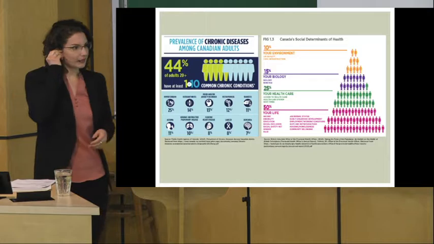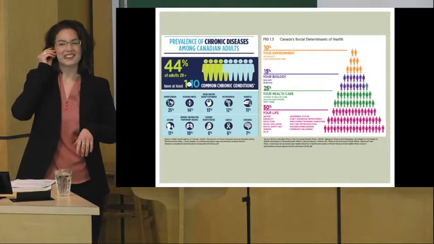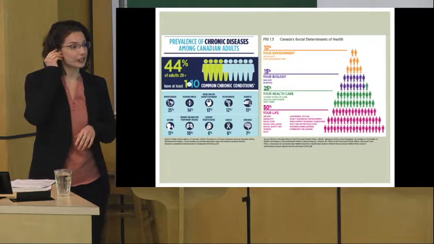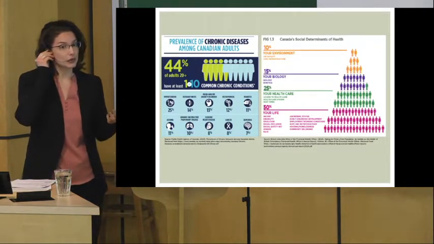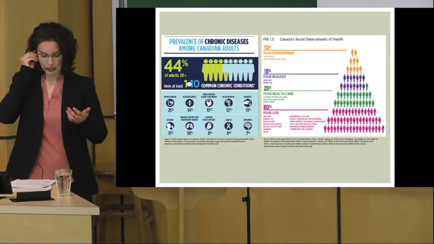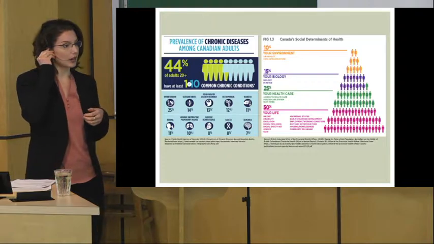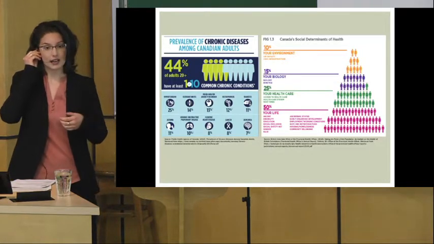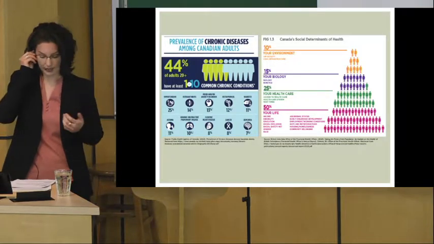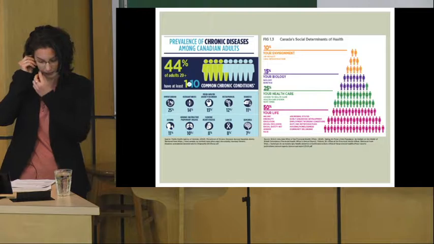So before I dive into my review, I just wanted to take a moment to reflect on the reality we're facing in terms of chronic disease prevalence in Canada and the significance of the social determinants of health. The infographic on the left shows the prevalence of chronic disease among Canadian adults, and we can see that 1 in 10 adults over the age of 20 have at least one of the chronic diseases pictured on this slide.